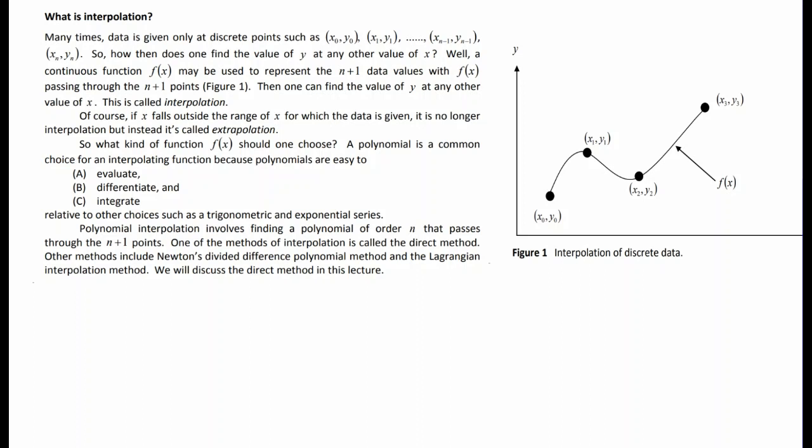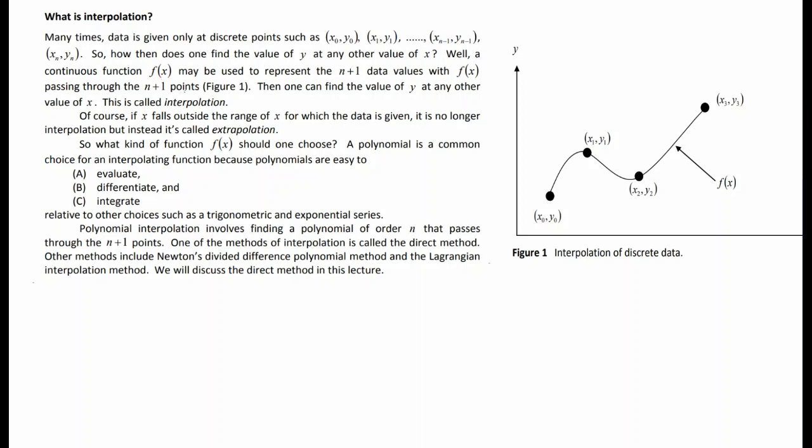Okay, so assuming you have discrete data points, x0, y0 up to xn, yn, and you want to find the value of y at any other value of x, how then do you do this? To do this, we normally represent the data points with a continuous function f of x. When we do this, we make sure that this function passes through all the given data points. When this happens, we will be able to find the value of y at any other value of x. This is what this means.